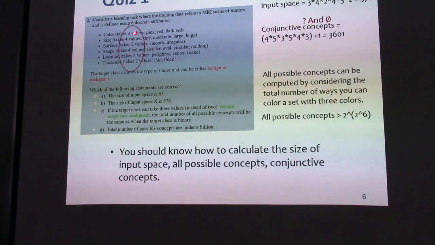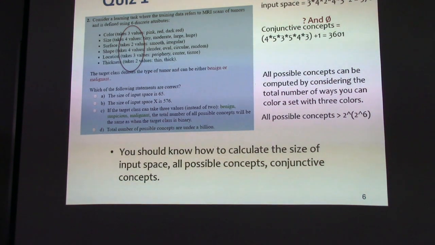So first, for each attribute we need to add 1 to the number of values. For example, for the color, we get 3 plus 1, we get 4. And for the size, we get 4 plus 1, get 5. So we just need to multiply them together. And there's another one, the question mark. It accepts everything. So finally, we also need to add this scenario, and so we get the conjunctive concepts.